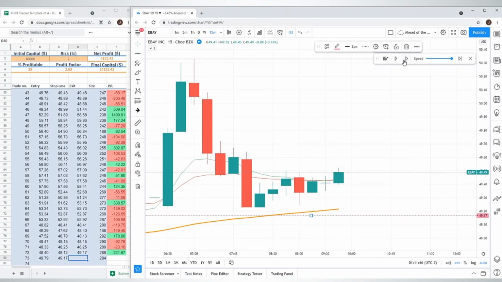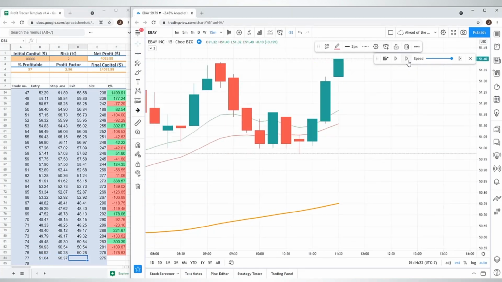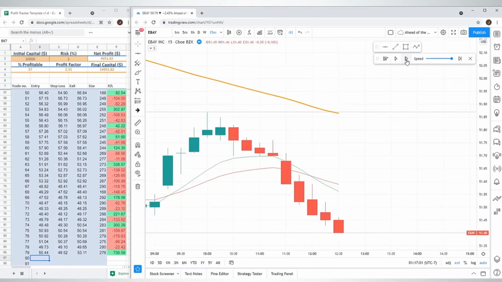For the purposes of this backtest, I have taken all valid trade signals. However, if I were to filter them further, the win rate of this strategy could be improved upon significantly.